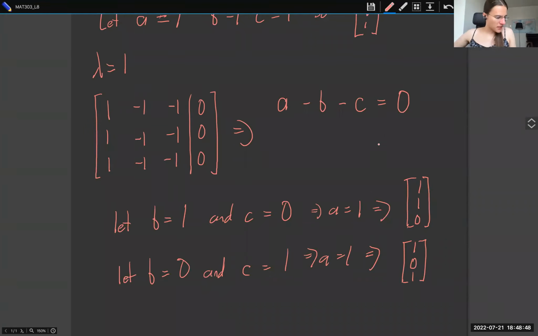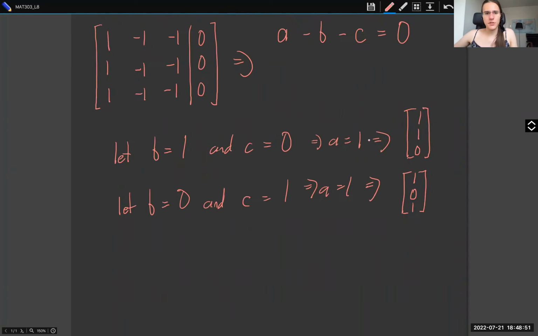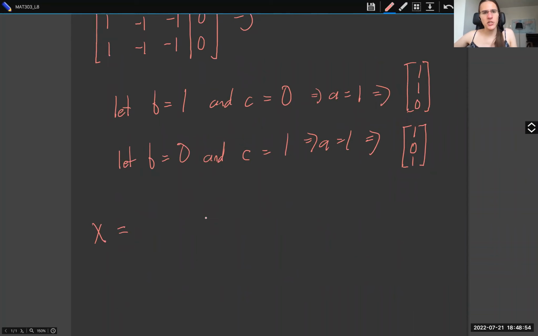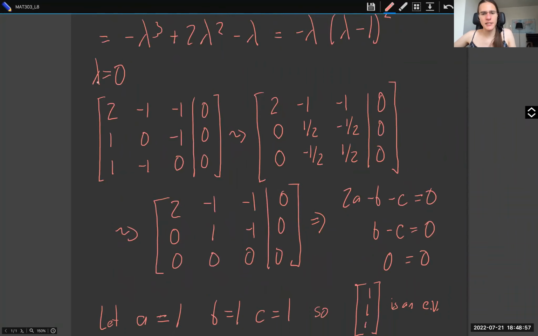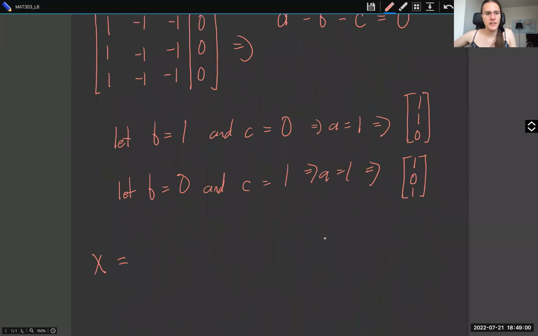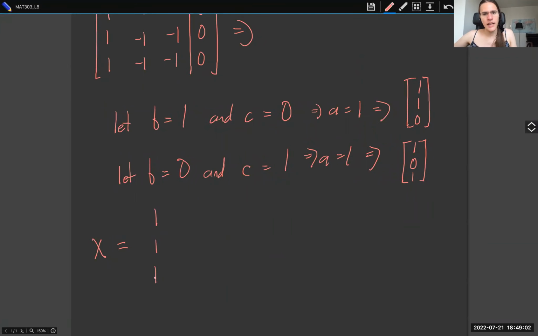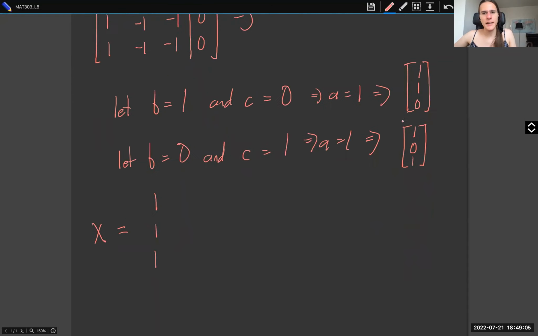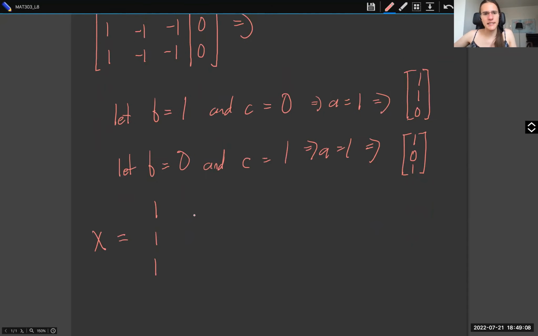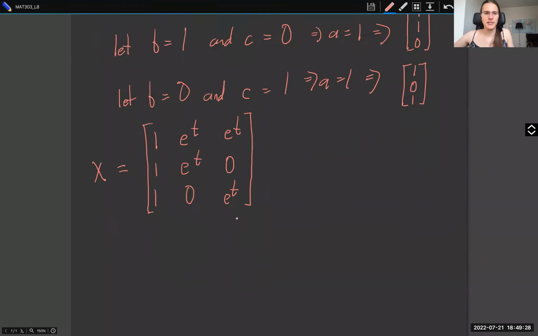And as a consequence, we can write down what X is. So X is going to equal, well, this is associated with the eigenvalue 0. So it's just going to be 1, 1, 1. This is associated with the eigenvalue 1. So we're going to get e to the t, 0. And then here we're going to get e to the t, 0, e to the t. So this is our fundamental matrix. And we are going to want to invert this fundamental matrix.